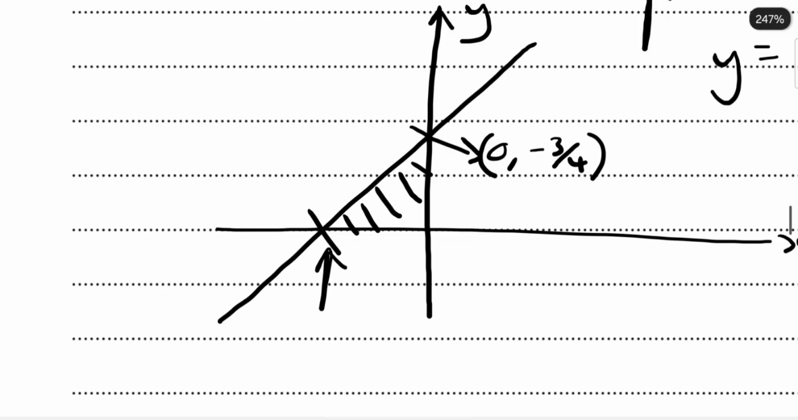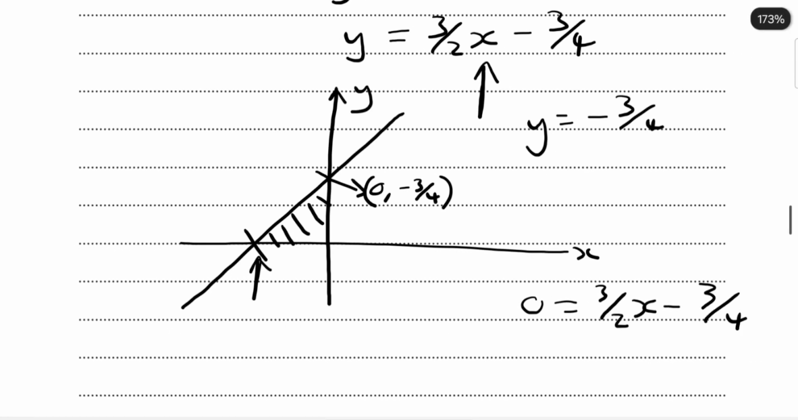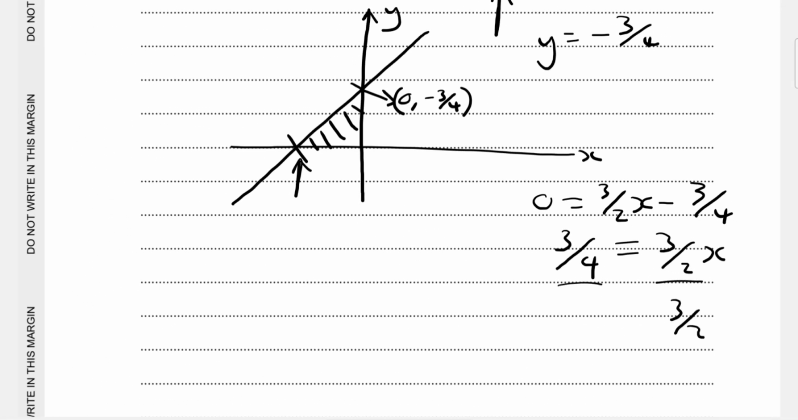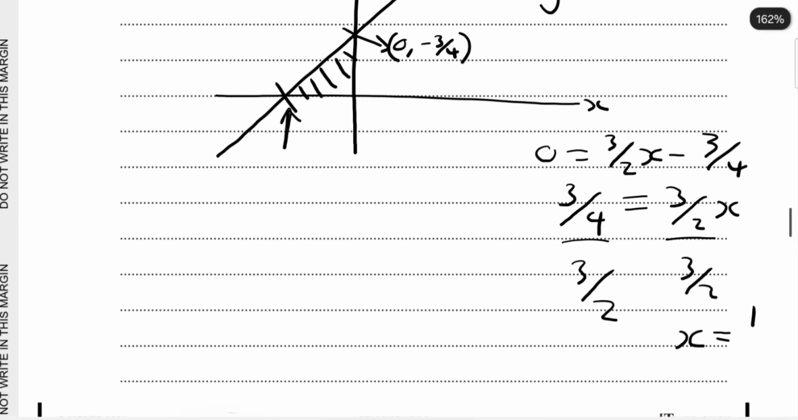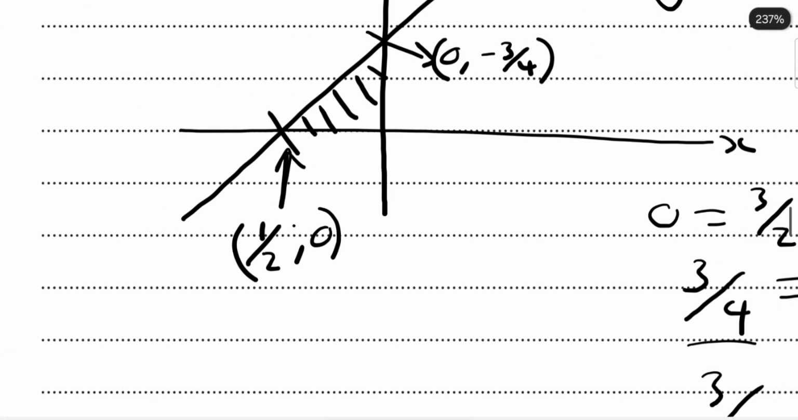And for this point right here, on the x-axis, y is 0. So 0 equals 3 over 2 x minus 3/4. So 3 over 4 equals 3 over 2 x. We just divide both sides by 3 over 2. So we get x equal to 3 over 4 divided by 3 over 2. x equals half. So this point is (1/2, 0), right? This will be the origin, and this will be our base.